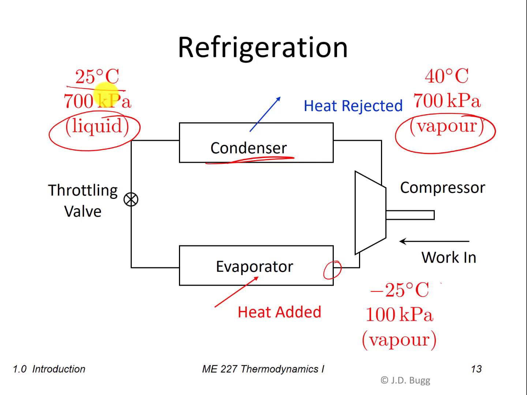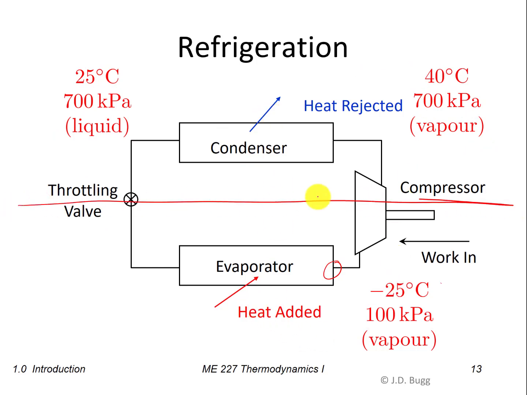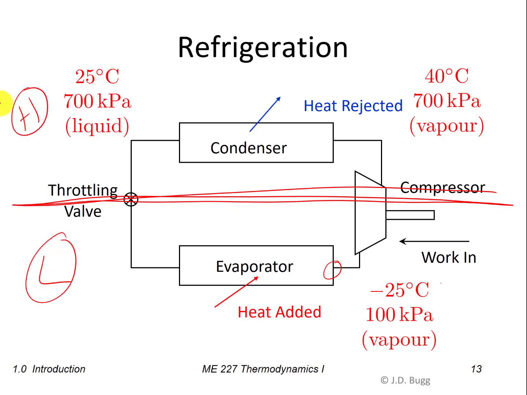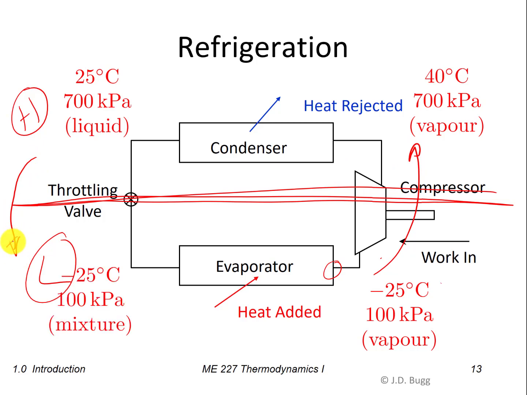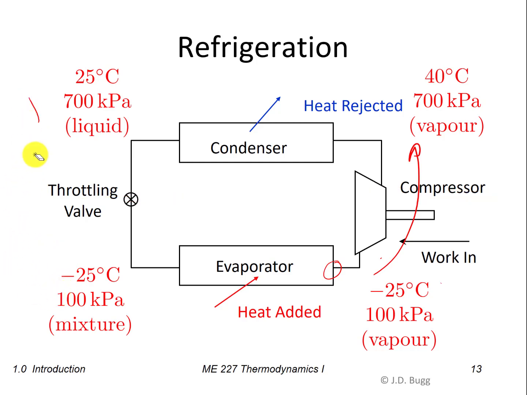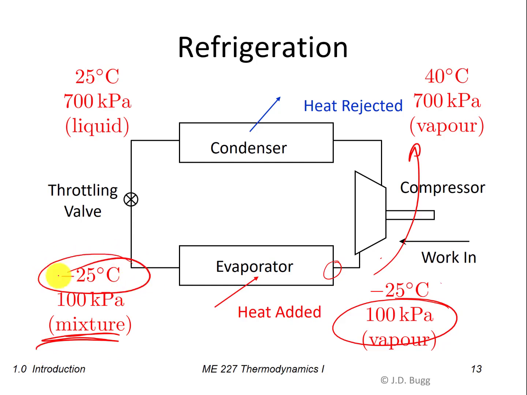Through a throttling valve, the main change through a throttling valve is the pressure drops. So notice in this cycle that we can divide it in half like this. Down here we have a low pressure, and up here we have a high pressure. So the compressor takes us from low to high, and the throttling valve drops the pressure down from high to low. So when we go through the throttling valve, we come out at 100 kPa, so that's our pressure in the evaporator. We're back down to the pressure in the evaporator. It's a mixture of liquid and vapor, and it's down at our cold temperature again, minus 25 degrees C.